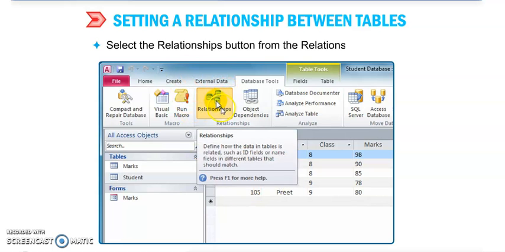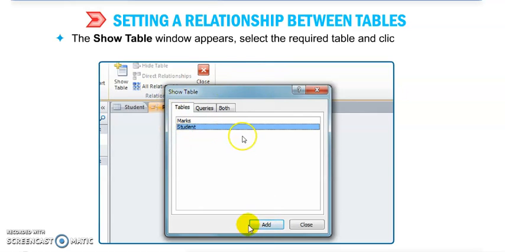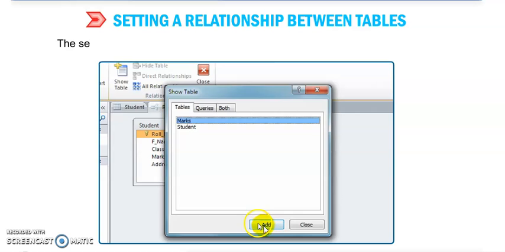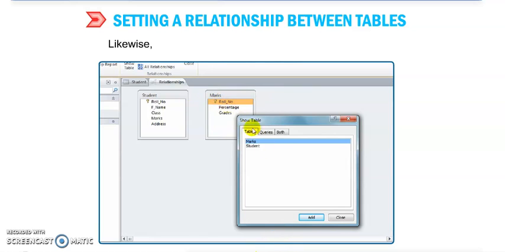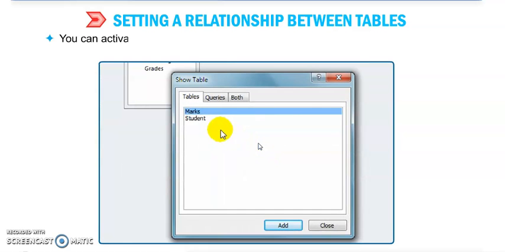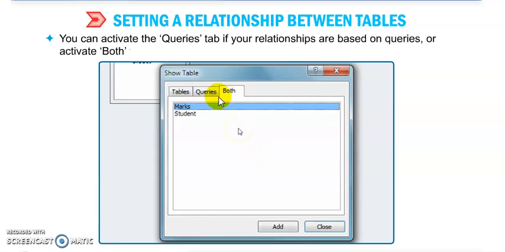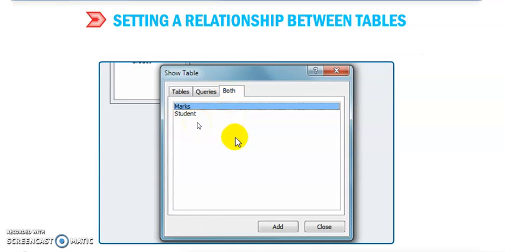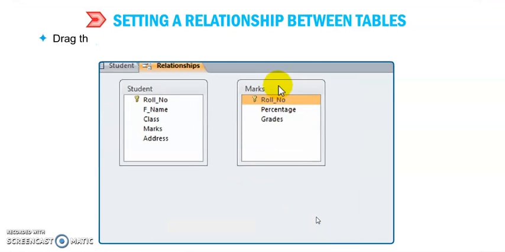First select the relationships button from the relationships group. Then the show table window appears. Let's select the required table and click the add button. The selected table will appear as a small window in the relationships window. You can see there are two tables. Likewise, add other tables to the relationships window. And you can activate the queries tab if your relationships are based on queries. Activate both tabs if relationships are based on both tables and queries. Then click on the close button to close the show table dialog box.